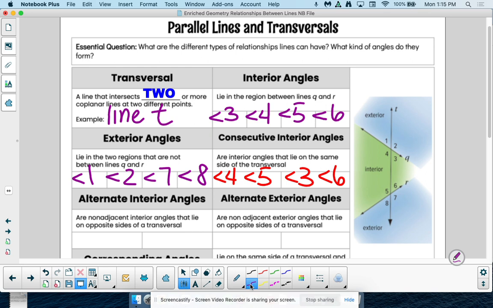Now, alternate interior, we're going to be on opposite sides of our transversal, but on the inside, so in the green region. So like angle 4 and angle 6 would be a pair. Those would be alternate interior angles. What would my other pair be? 3 and 5. 3 and 5, yes.